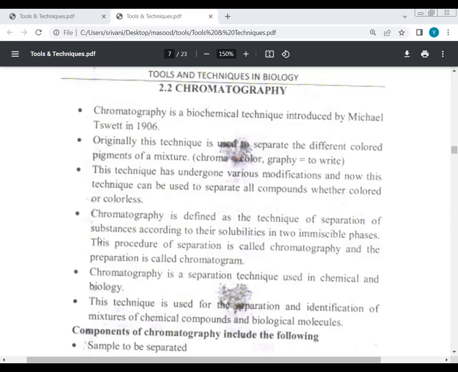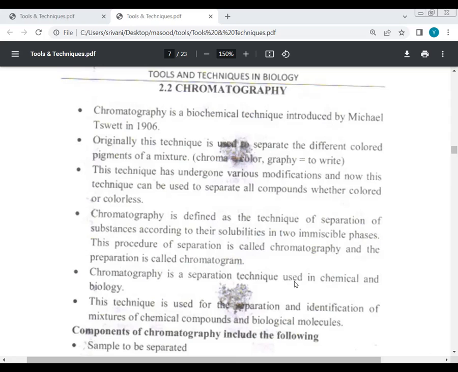Already we know two miscible liquids are there, and immiscible liquids are there. Here we are using immiscible liquids. Using immiscible liquids, we can separate two substances with chromatography techniques. This procedure of separation is called chromatography, and the preparation is called a chromatogram.